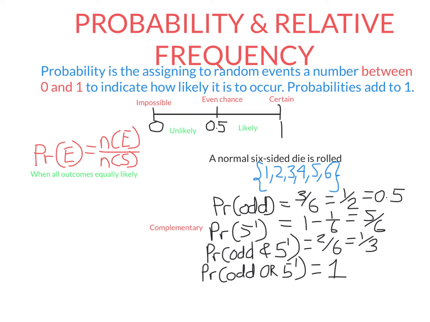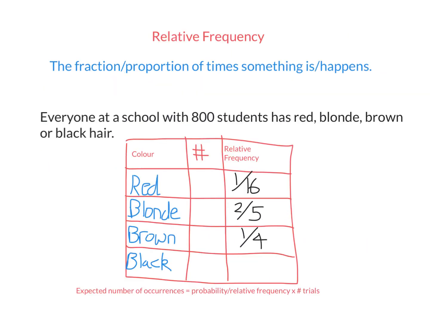All right, let's now look at relative frequency. So relative frequency is just the fraction or proportion of times something happens or something is. Let's look at an example. So everyone at a school with 800 students has either red, blonde, brown, or black hair. So let's put this in a table. So here we have some relative frequencies. This means, as you'd expect, 1 over 16, 1/16 of students have red hair, 2/5 of students have blonde hair, and 1/4 have brown hair. So what would be the relative frequency of a student with black hair?